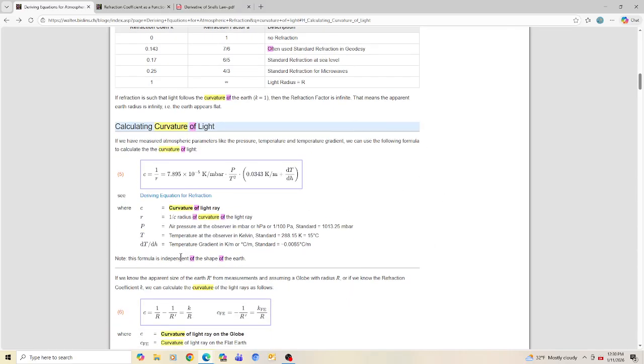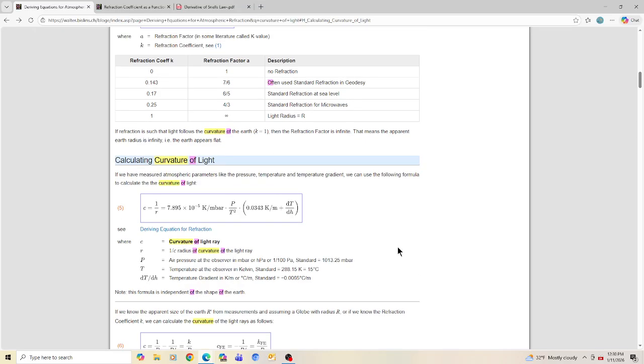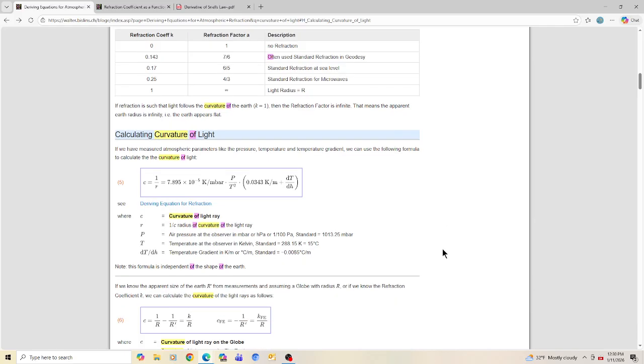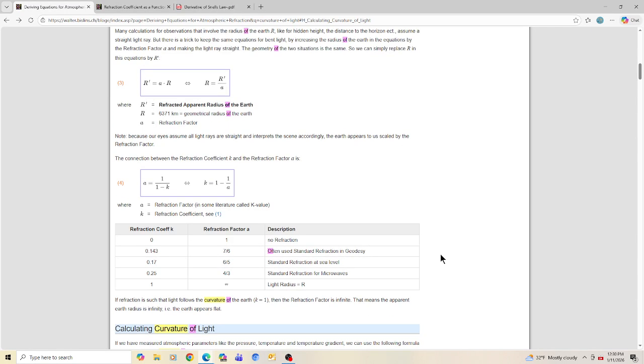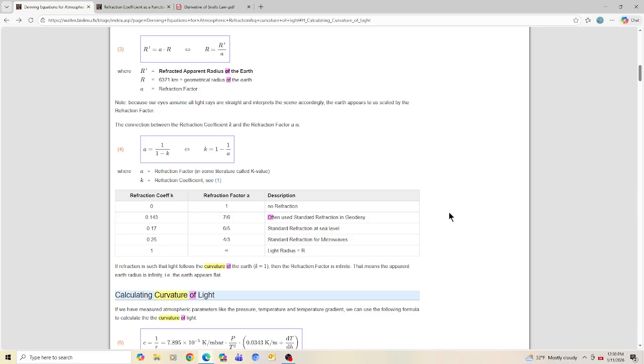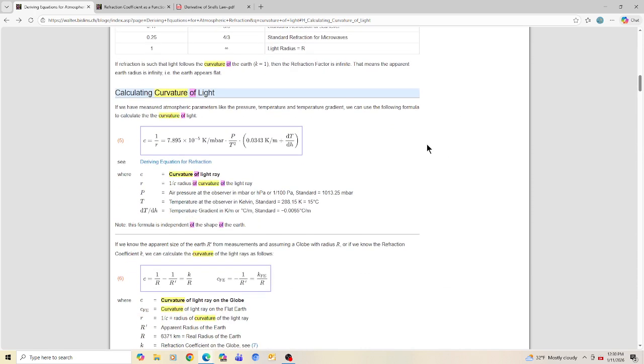Here we go. This is a note that someone brought up. This formula is independent of the shape of the Earth. Okay? Calculating the curvature of light is not dependent on the shape of the Earth. Refraction is not dependent on the shape of the Earth. But when you put it into a coefficient for formulas in an Earth curve calculating program, the formula is contingent on there being a curve, supposed curve below it.